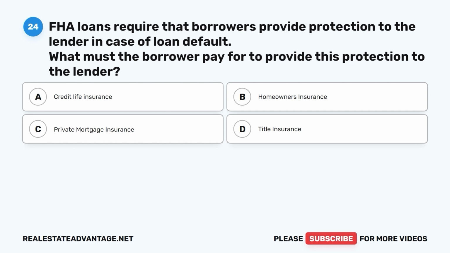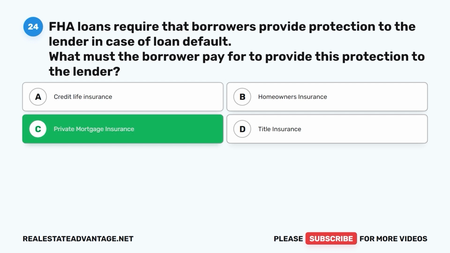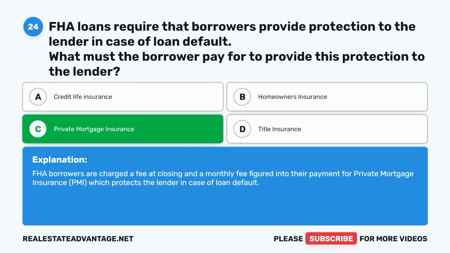Question 24. FHA loans require that borrowers provide protection to the lender in case of loan default. What must the borrower pay for to provide this protection to the lender? A. Credit life insurance. B. Homeowner's insurance. C. Private mortgage insurance. D. Title insurance. The correct answer is C. Private mortgage insurance. FHA borrowers are charged a fee at closing and a monthly fee figured into their payment for private mortgage insurance, PMI, which protects the lender in case of loan default.